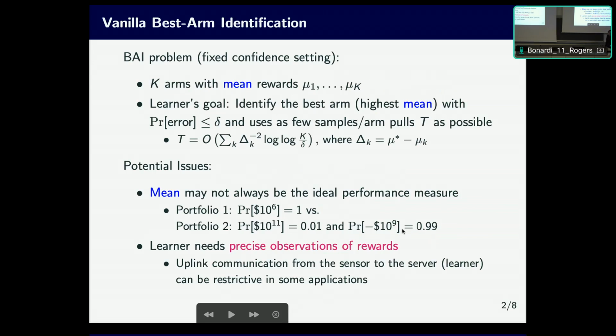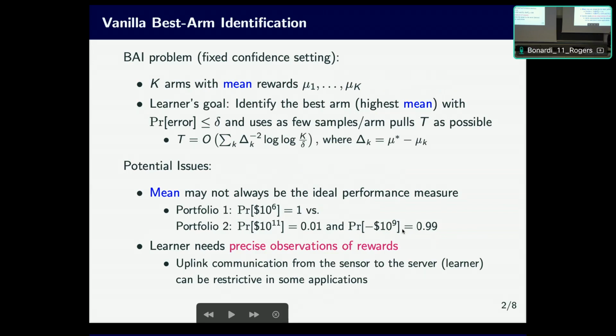So there are a few potential issues with this model in terms of applications. For example, the mean may not always be the ideal performance measure. Let's say you are given these two investment portfolios. Yes, the second one will have the highest average outcome. You probably will get 9 million. The first one you get 1 million. But then, I don't know, I would be very worried if someone sold the second investment portfolio to me.